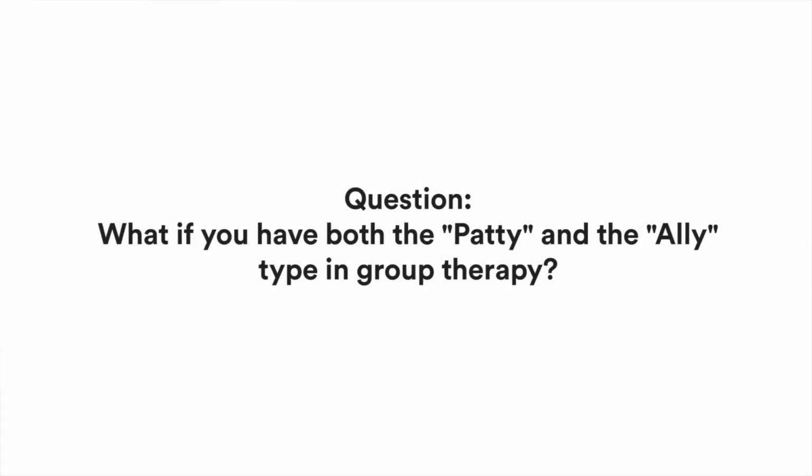The question is, this amazing school psychologist leads a group that has both the kid who's putting down the other kid, Patty, and the kid being put down, Allie, in group together. How do we approach it? Do we deal with them together or do we deal with them individually? And so I actually think you do both.